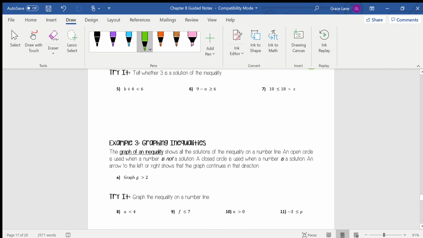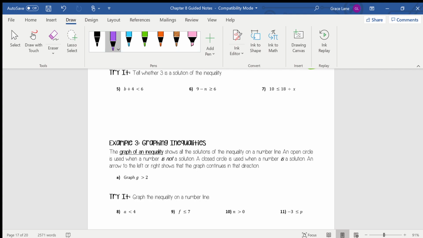Okay, so example 2 is just substituting. You're checking to see if these are true statements or are they not true. So it says for the triads, tell whether 3 is a solution of the inequality. You guys pause here and then come back and check your answers.